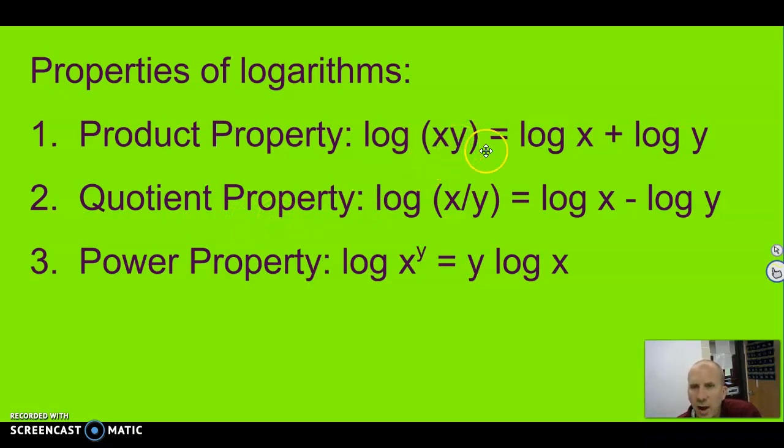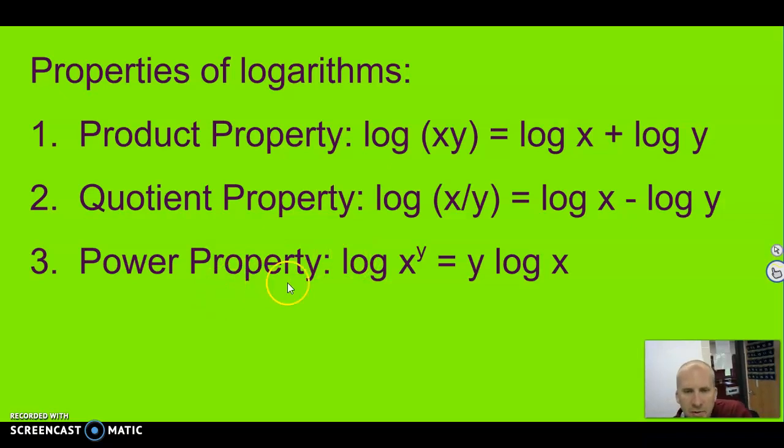The multiplication property splits into two logs with addition. The quotient property simply says the log of x divided by y can be split into two separate logs by using subtraction. So if you have a division inside of a log, you can split it into two separate logs utilizing subtraction. The final property is the power property.